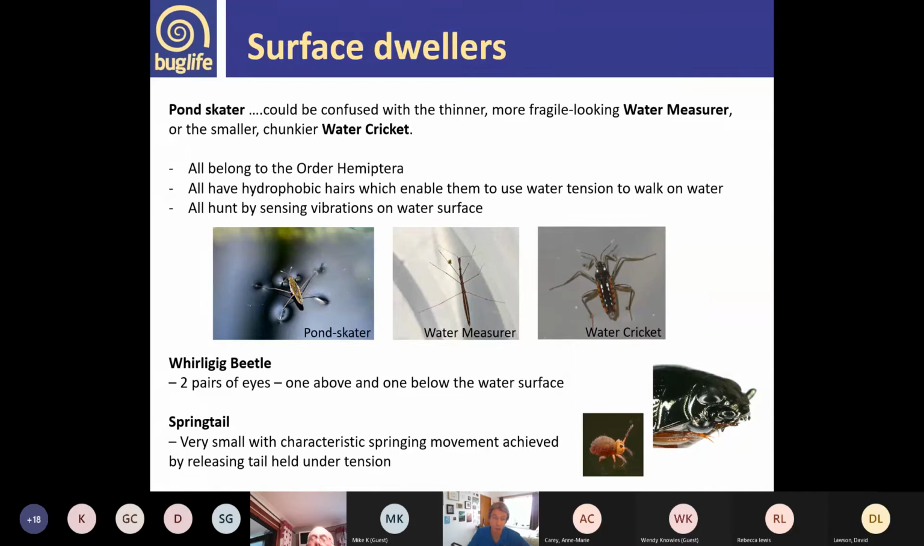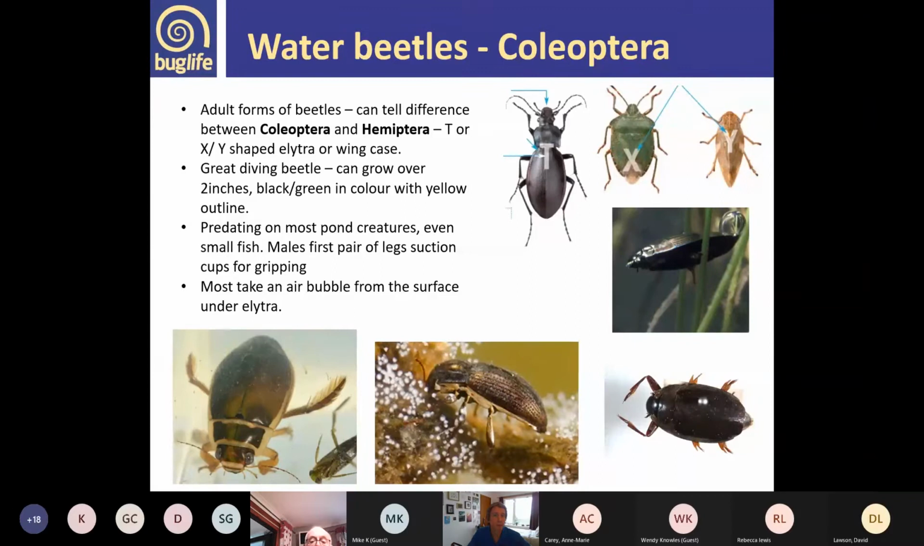The next group I'd like to cover are the water beetles, as opposed to the water beetle larvae. We're now dealing with the beetles in their adult form. But firstly, I think it's important to describe the difference between Coleoptera and Hemiptera in their adult form. One very easy way to differentiate between them is to look at the shape of the elytra, or the wing case on the back of the animal. If you can see the T shape in the left-hand photograph at the top of this slide, then you're looking at a Coleoptera. If you can see an X or a Y shape, as is the case in the shield bug in the center there, or the leaf bug on the right-hand side, then they're true bugs, Hemipterans. So you're looking for that X or Y or the T shape, which will help you differentiate between Coleoptera and Hemiptera. And we'll look at some Hemipterans in the next slide.